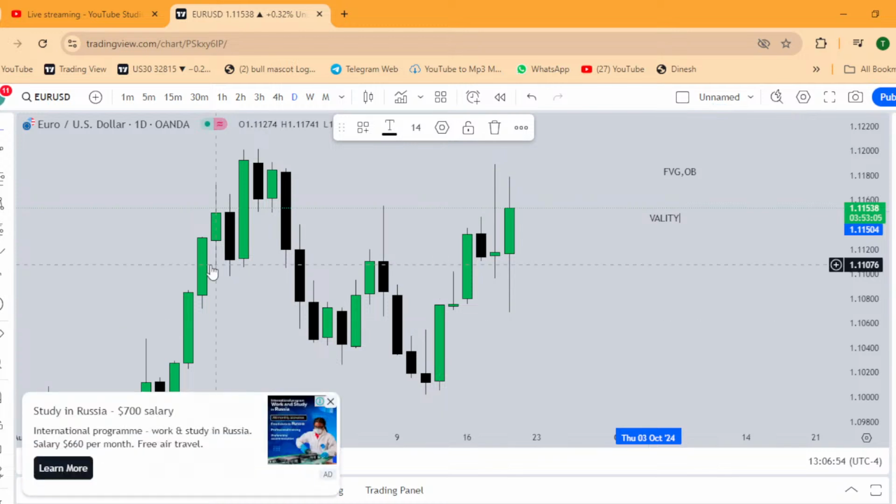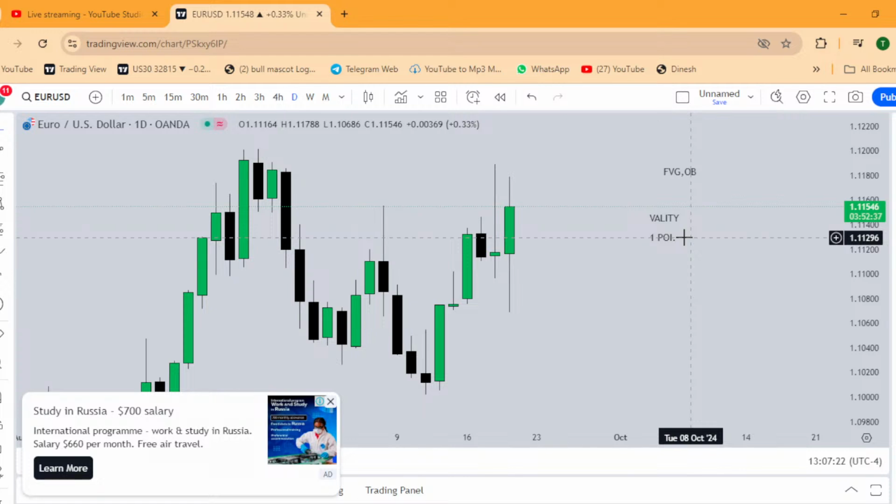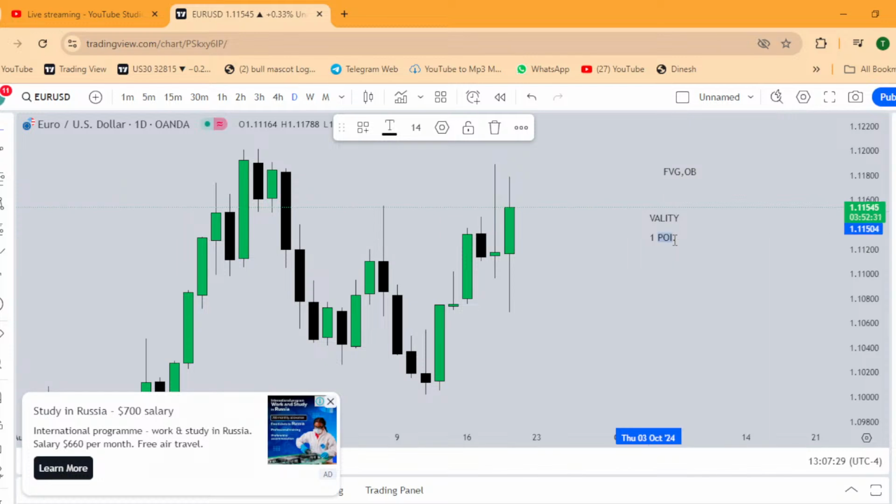See that? So validity comes down to one of the things that we're going to ask ourselves: POI. Is the particular PD array at a point of interest? That's the first question you're going to ask yourself. Is that FVG that you're looking at at a point of interest? Is that order block you're looking at at a point of interest, right? Then you're going to look at another core item, and that is the higher time frame.